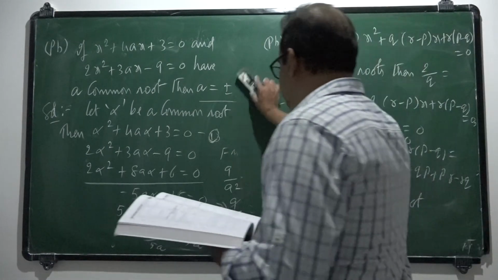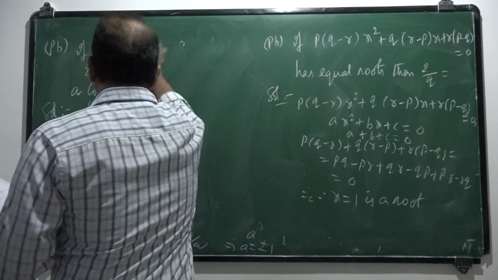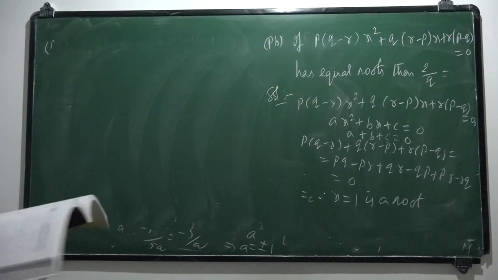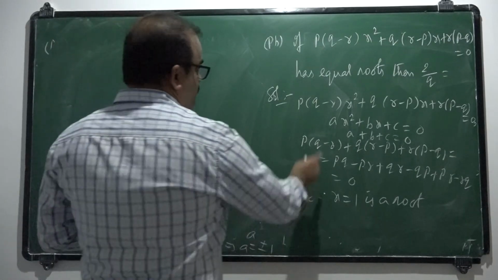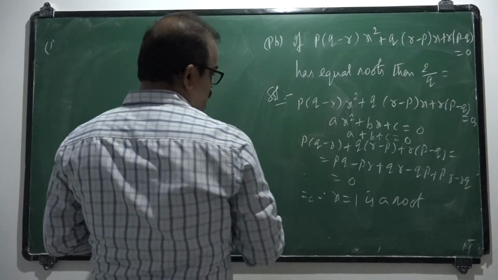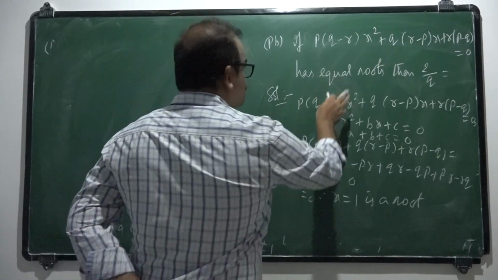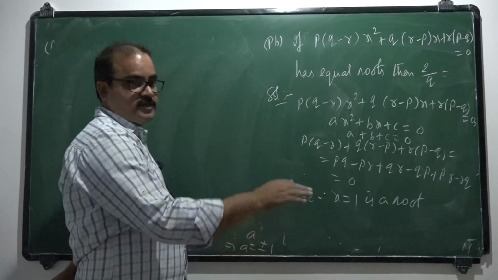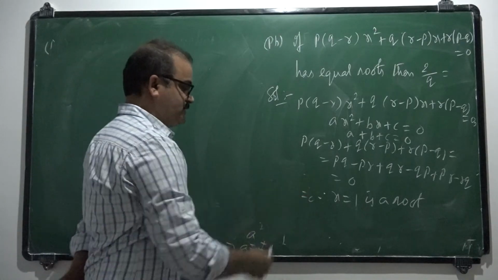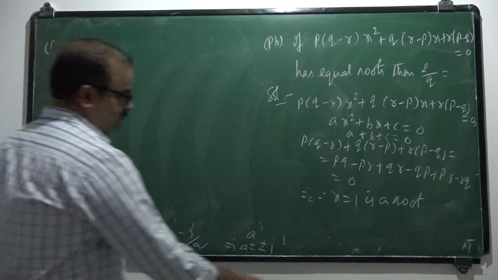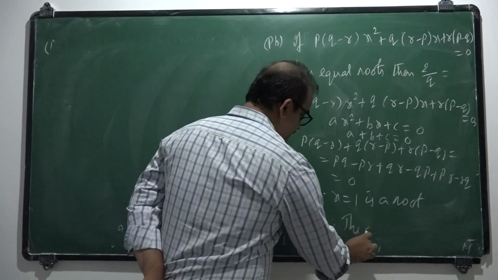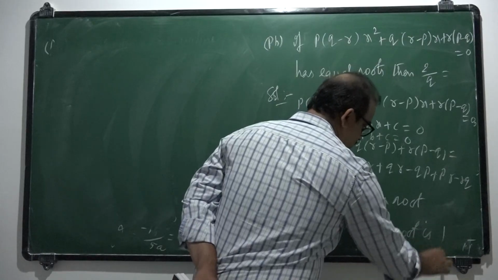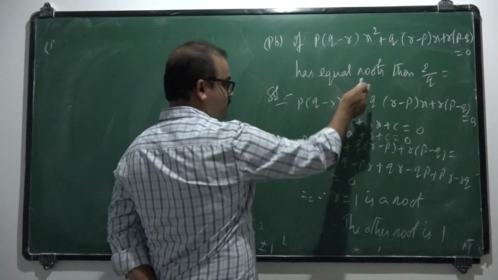But in the problem, what is given? Roots are equal. Actually, this equation has 2 roots. Those 2 roots are equal. Already one root is x is equal to 1. Therefore, the other root is same, x is equal to 1. Therefore, the other root is also 1. Why? The roots are equal.